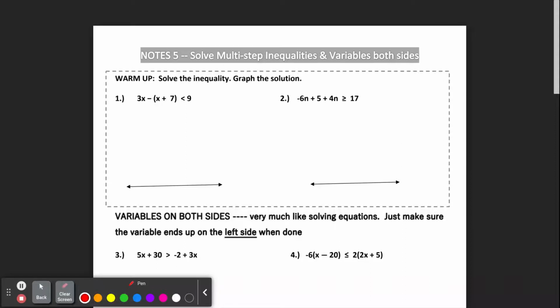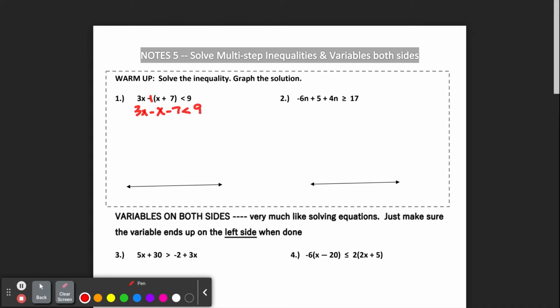So today on Notes 5, we're going to solve multi-step inequalities and variables on both sides. But first of all, we're going to use this warm-up to solve an inequality. So we have our 3x we're going to bring down, and then minus, this is understood to be like a -1. So -1 times x is -x. -1 times 7 is -7, and that's less than 9.